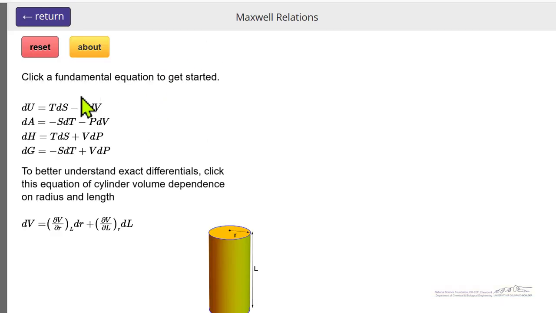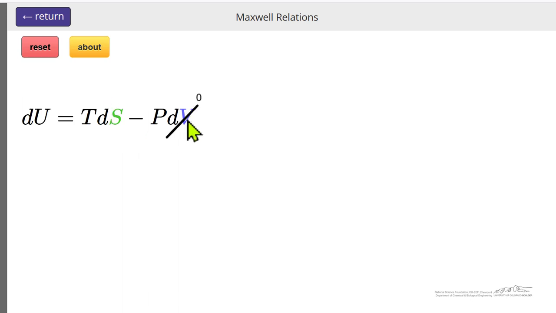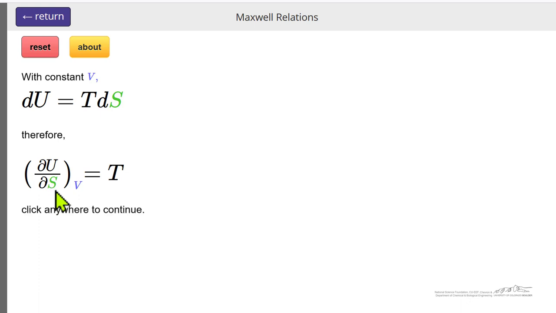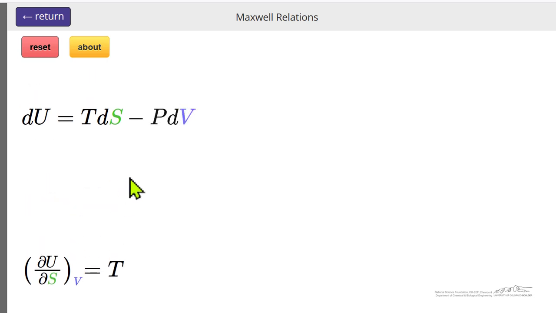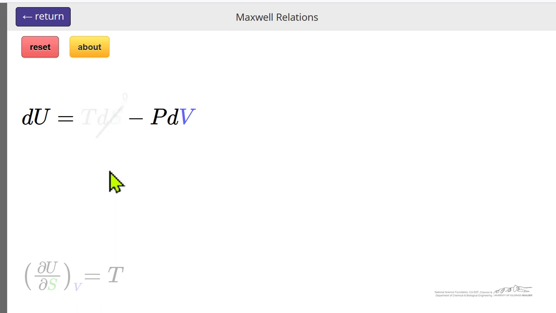So it says click one of these equations to get started. Let's look at the first one, and it's just reproducing it. Now the instruction says click the state variables you'd like to hold constant. So for example, if we want to hold the volume constant, then the change dU is just TdS, which means the partial derivative of U with respect to S at constant volume, because we got this by holding volume constant, is just temperature.